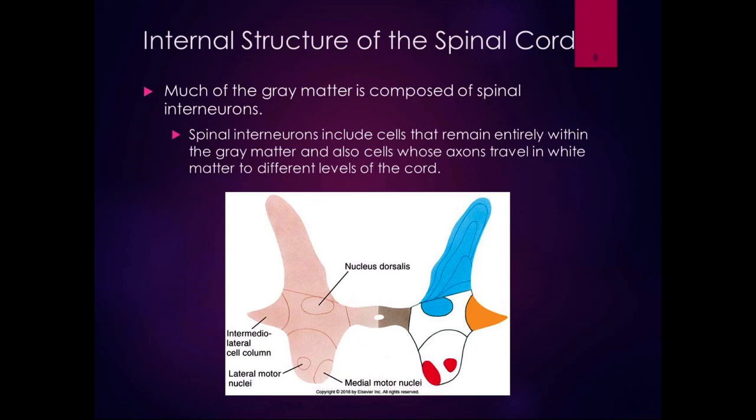Sometimes we mistakenly think of the spinal cord as just transporting information up to the brain, just being a conduit, but there's actually a lot of processing that goes on in the spinal cord, and it happens in the gray matter of the spinal cord.